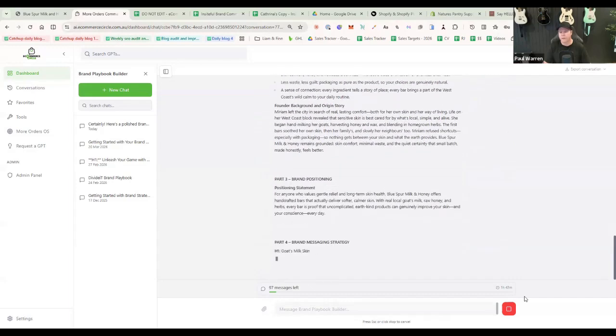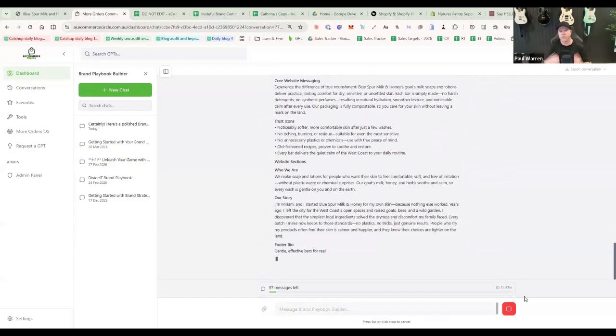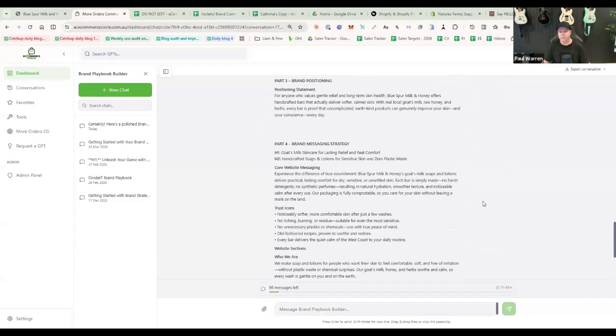So I've rewritten it there. I've just taken what Chris said, right? So for example, let's go through again. Here's a new one: goat's milk skin for lasting relief and real comfort. That's why you want it ultimately, right? So it's lasting relief, it's good for skincare. You go, great. And then your H2 is very descriptive.